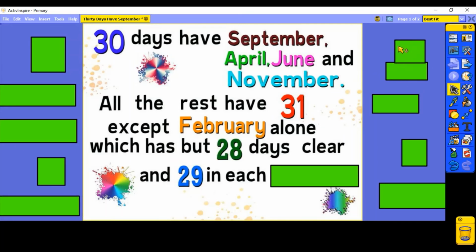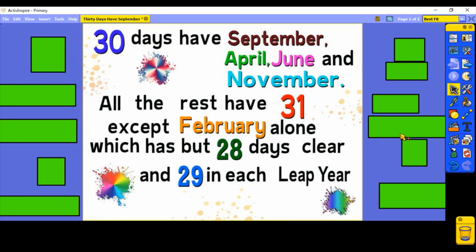So you can use that rhyme to help you answer questions in your book that say, how many days are in September? When you can think, well, 30 days have September. Oh, that was quick. So 30 days. Or if it said, how many days has March got? Now, March isn't in our rhyme. So that must mean it's one of all the rest. All the rest have 31.